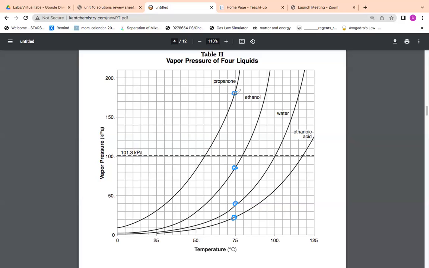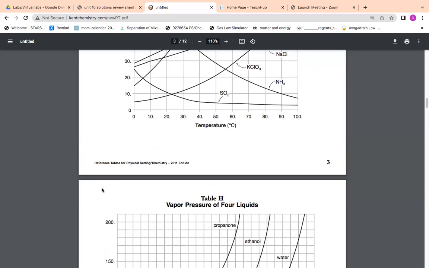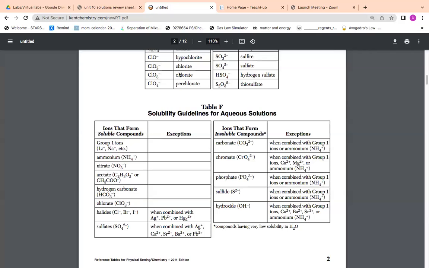Something on my screen is blocking it. That looks like about 180, I think. Okay, so obviously the one that has the lowest vapor pressure is right here. That's ethanoic acid. So choice 12 should be D, ethanoic acid. Number 13, which compound is insoluble in water? So again, we're going to have to go back to table F. So let's scroll. Again, I'll write down our options for our multiple choice.